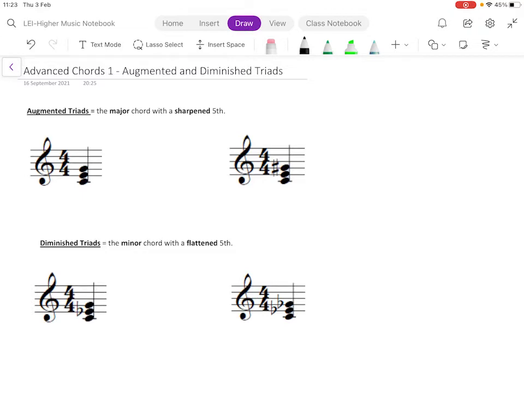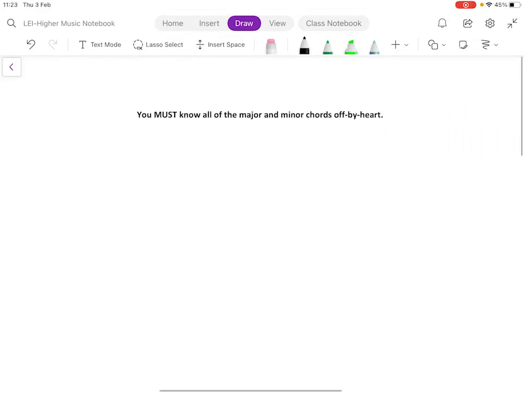In this case, we're going to look at identifying them when we see them on notation, so when we see them on the music. Before we go any further, it is really important that you know all of your major and minor chords off by heart. If you don't, you're going to find this really difficult. If you are not in a position where you have that sorted out yet, then you must make that start to happen now for the final exam.